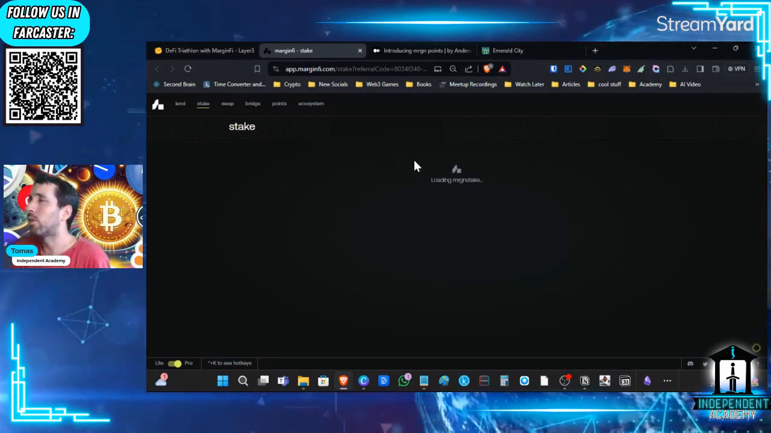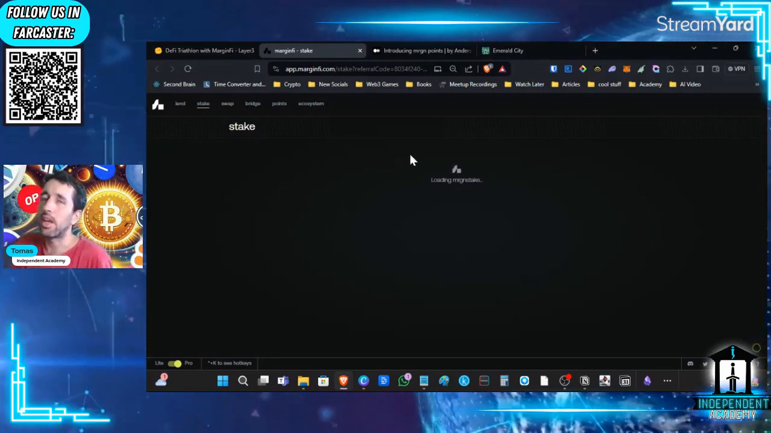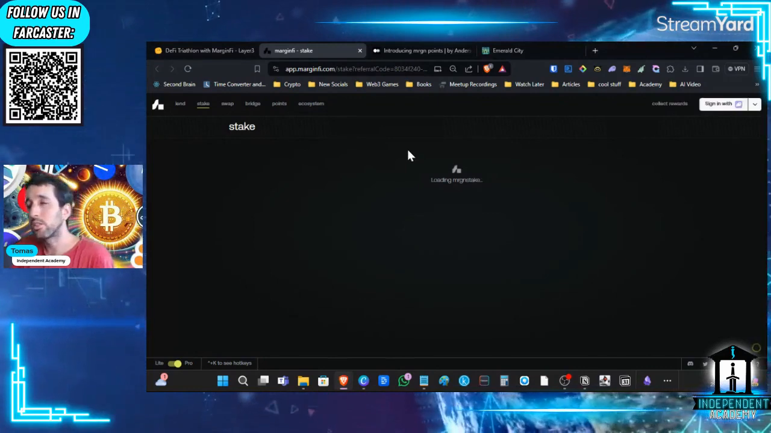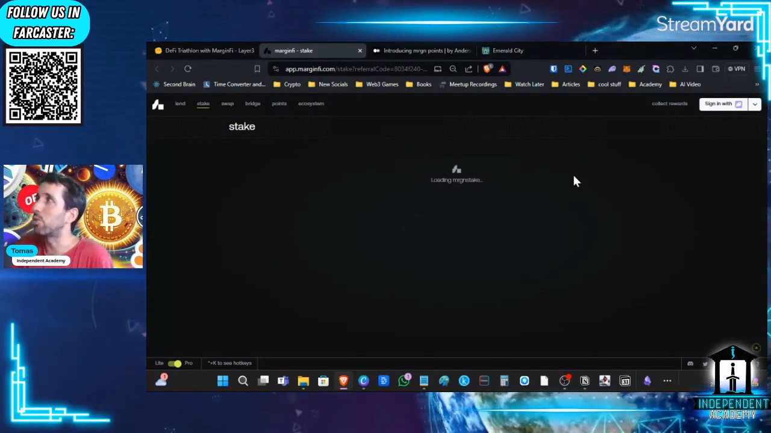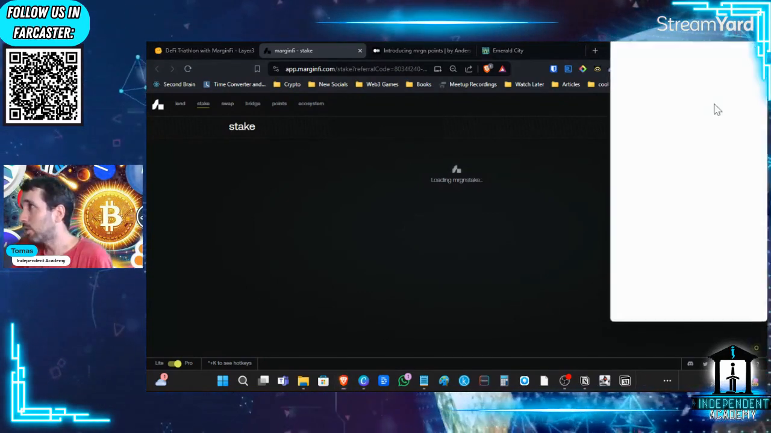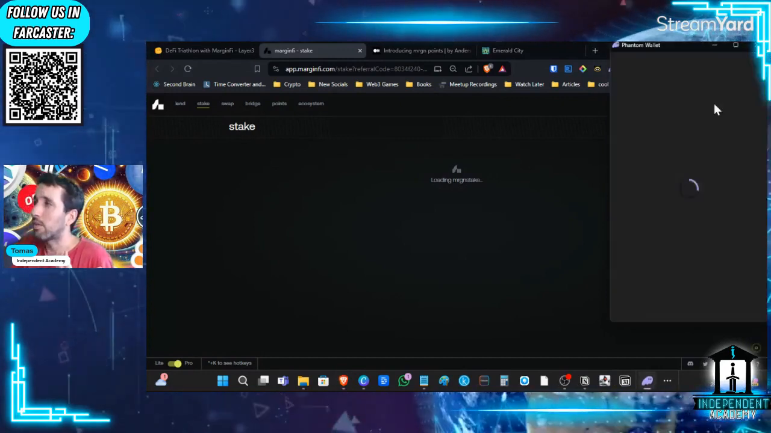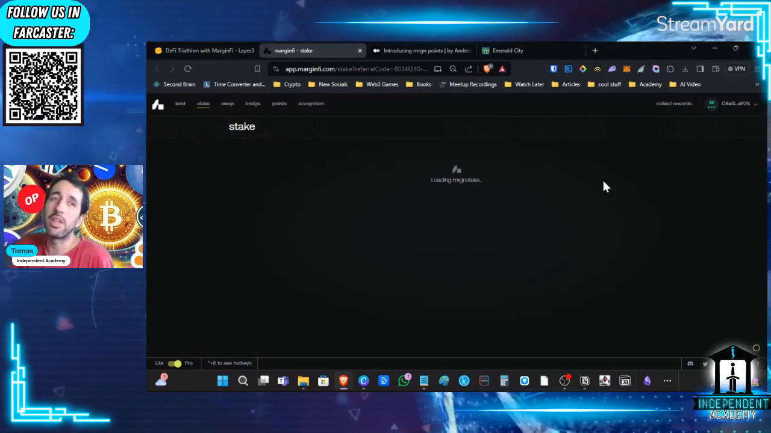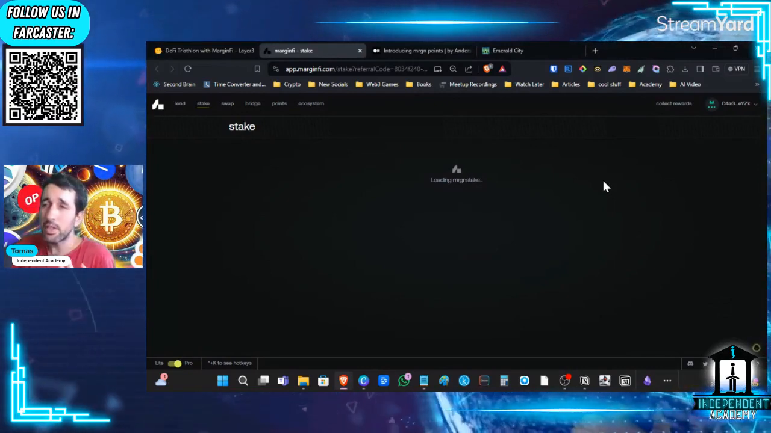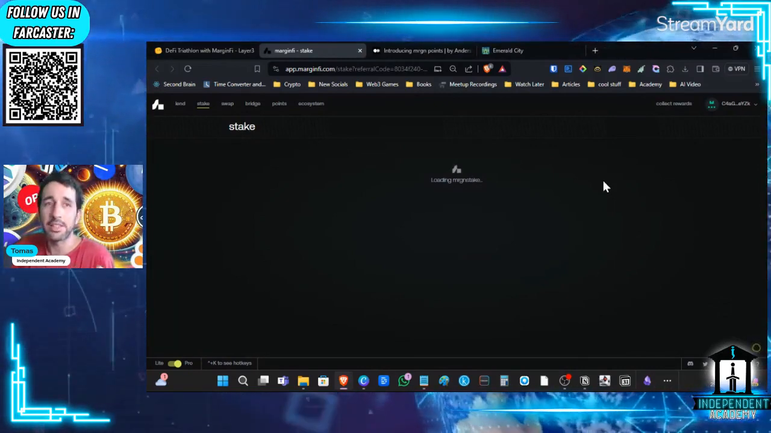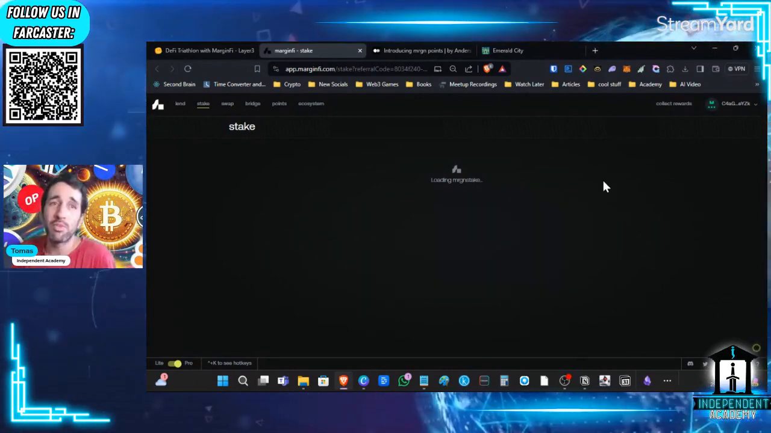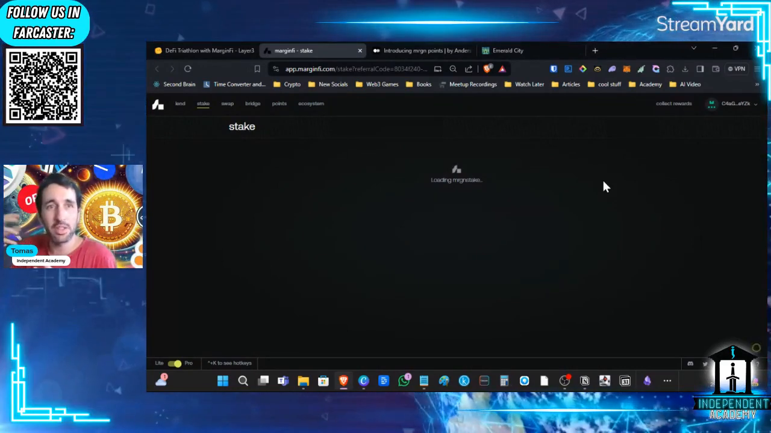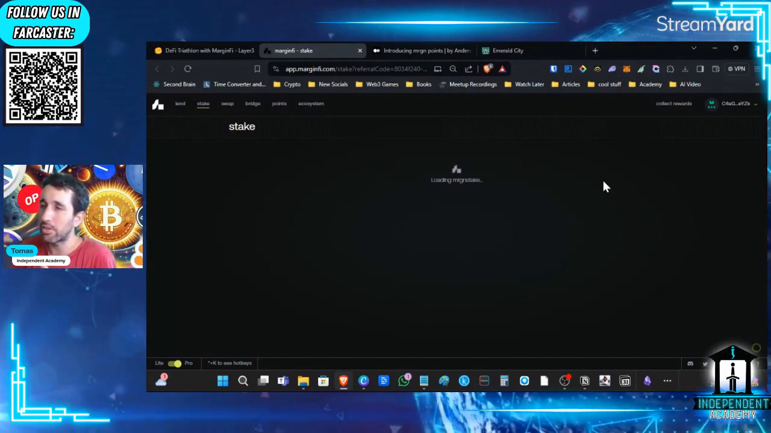And they also have their own LST. The LST means liquid staked token, which means you can stake your SOL in order to earn some of the rewards from the network. And in return, you get a token. They call it the LST token. And that token is constantly accruing these fees that Solana is gathering.